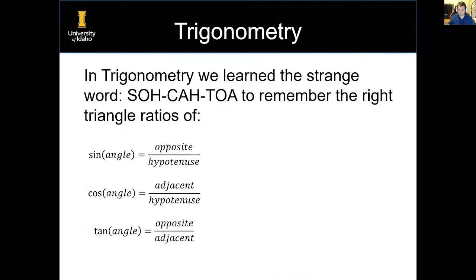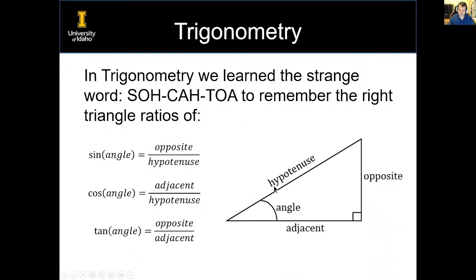Now, you may remember, if you took trigonometry, especially in geometry, the way I was taught was SOHCAHTOA. It's a way of remembering all the parts that go with sine, cosine, and tangent. Sine is opposite over hypotenuse, cosine is adjacent over hypotenuse, and tangent is opposite over adjacent. We have those labeled right here. This is the triangle, and this is the angle that we're working with.